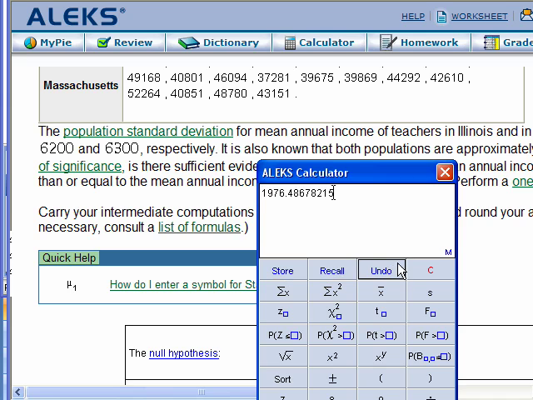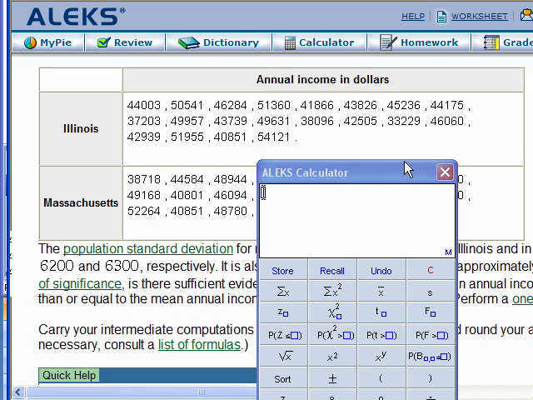So I'm going to store that. If I clear it and hit recall, it brings it back up. Now we remember from the list of formulas, it was x1 bar, the mean for the first sample, minus the mean of the second sample, minus the parameter, divided by the spread. So let's go ahead and get the mean for the two samples. It turns out with the new ALEKS calculator, it only lets you store one thing. The other one, it would let you store several. So I'm going to write this down here.